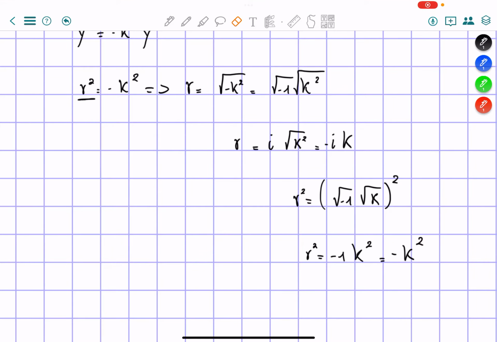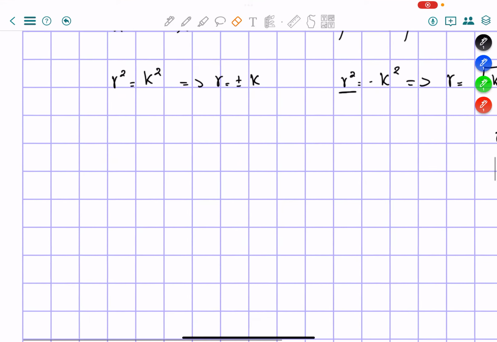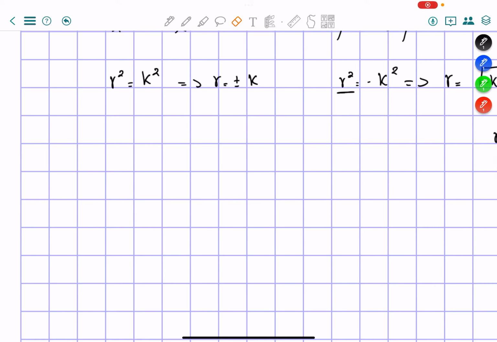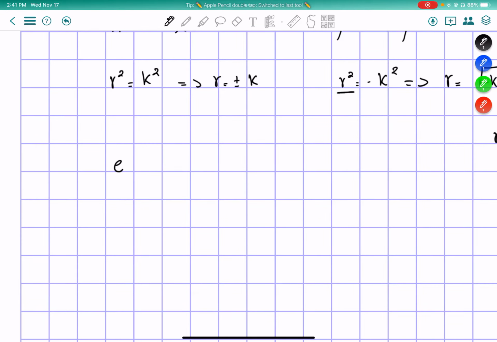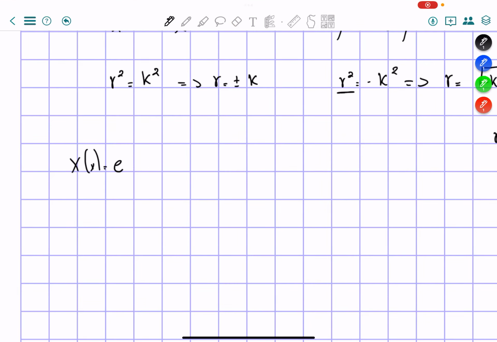Let me erase this. There we go. So the first solution, in terms of x, is going to be e to the power of kx plus e to the power of negative kx, with of course constants in front that I'm going to call a and b.